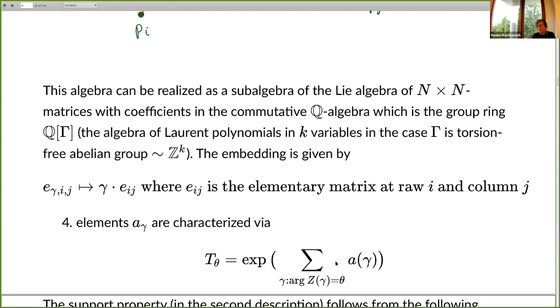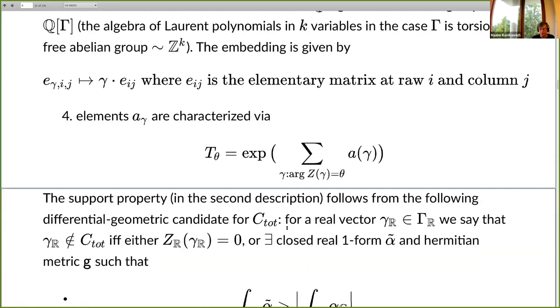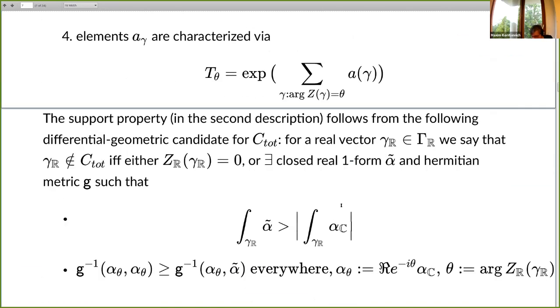So that's it. But I recall, in my definition of stability structure, this strange axiom, the support property. You get a quadratic form or some convex cone. So this gamma cannot be very close to the kernel of the map Z_R. How to see it? In fact, quadratic forms are sometimes convenient in some questions of geometry. Actually, maybe here the first description, this quadratic form, will be more convenient. I'm mistaken. So the support property follows from the following differential geometric candidate for C total.